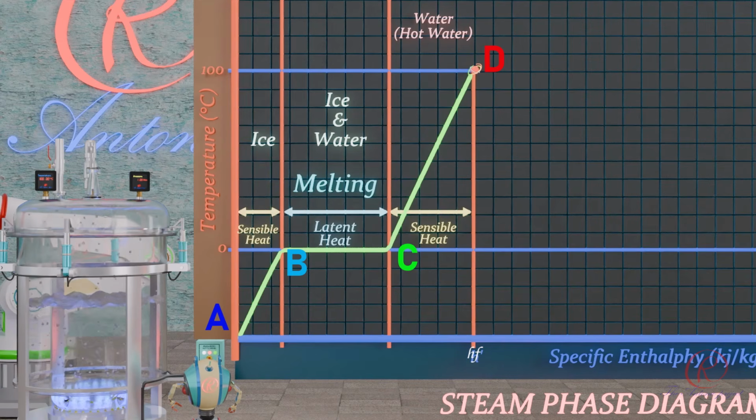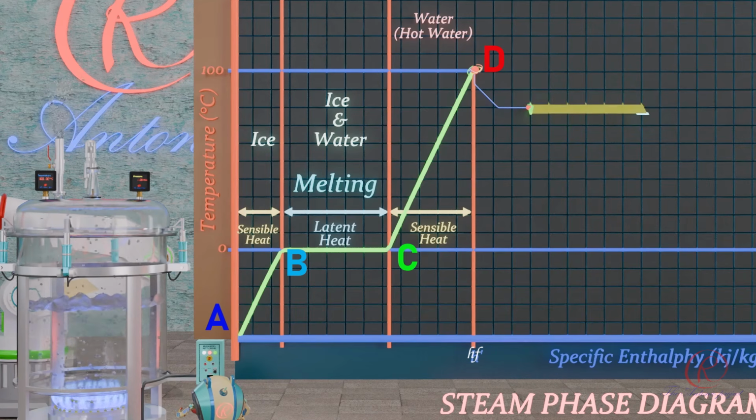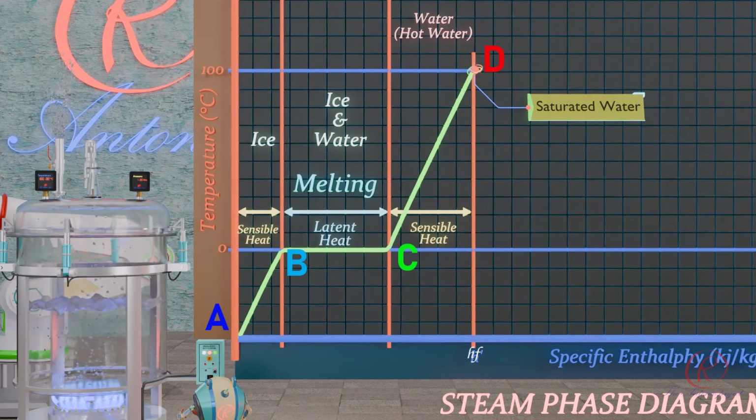Saturated water is water that exists exactly at the temperature and pressure where it is about to change phase, either to steam or to ice. In most engineering contexts, like boilers, it refers to water that is in equilibrium with its vapor or steam.